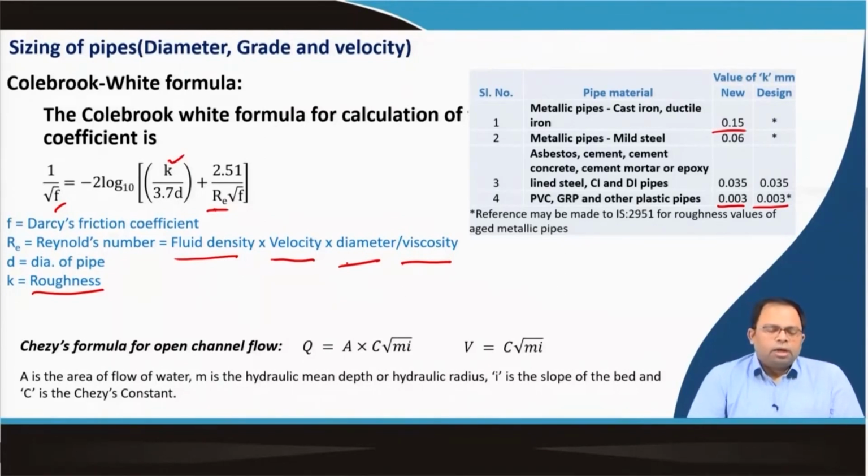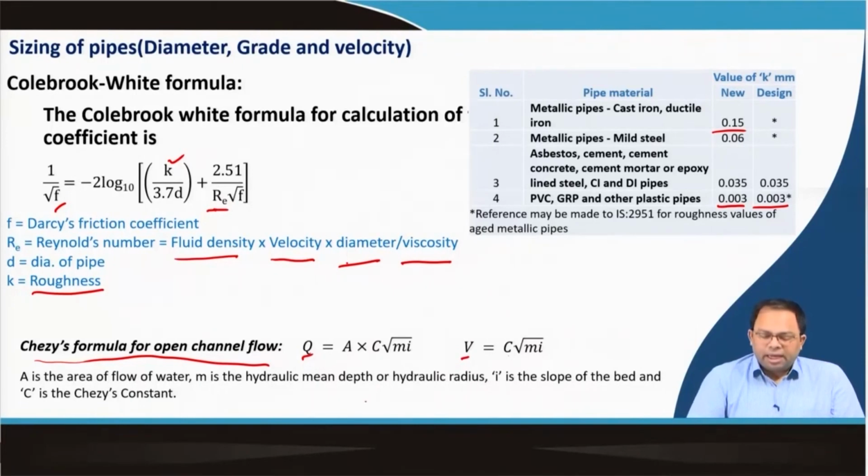Similarly, we have open channels like flumes or other cases, where we can go for formulas which are specific to open channels, and we have two formulas. One is Chezy's formula for open channels, where Q is equal to A into C into root MI. Instead of Q, we can also go for velocity, where Q is of course the flow, the quantity, and V is velocity, where V is equal to C into root MI, since Q by A is equal to V.